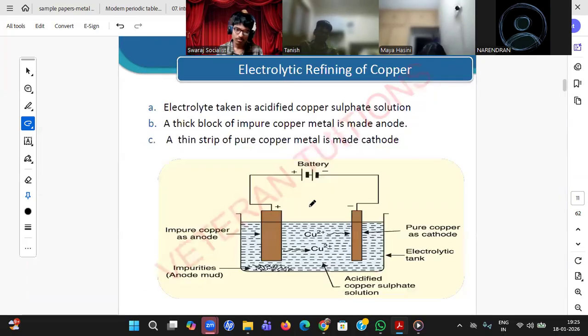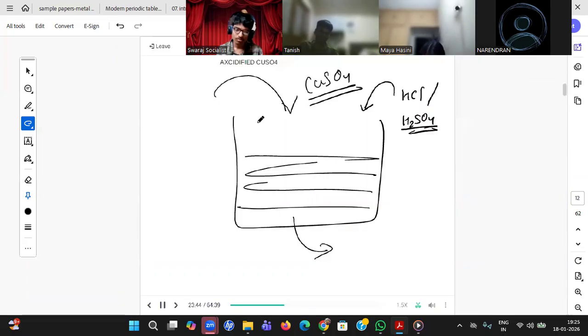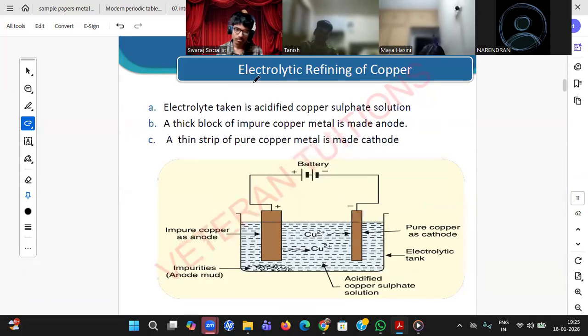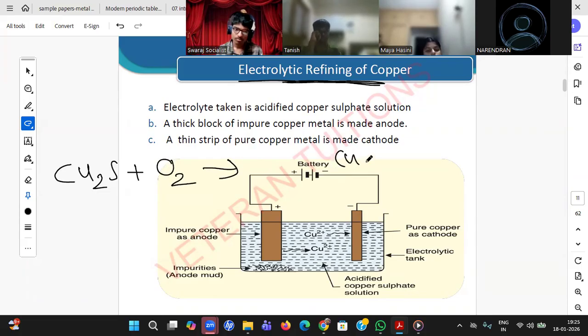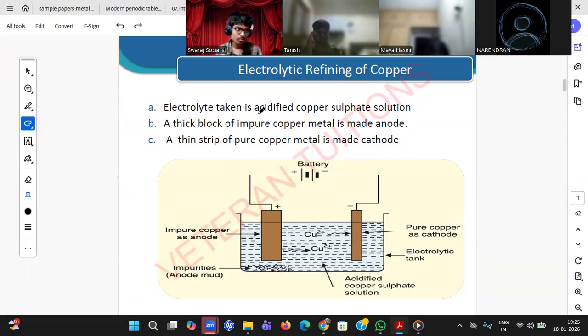Let us go for the purification of copper. Let me go through the steps. How did we get copper? We got copper as copper sulfide. What did we do, student? As it is sulfide, we roasted it, and we got copper oxide, CuO. From copper oxide, with self reduction, we got copper. But now this copper is not pure, so we need to refine it. That is what we are doing right now.